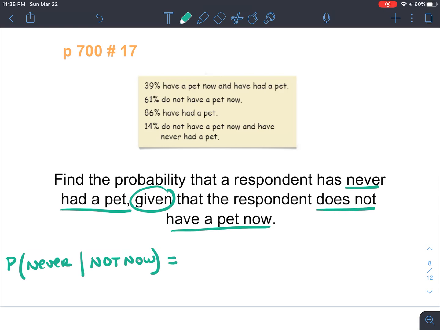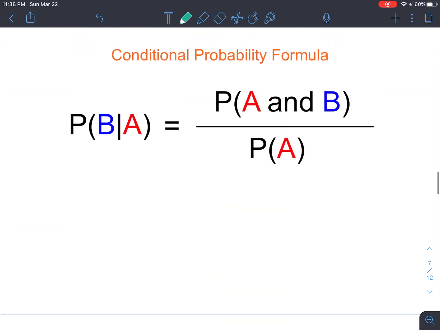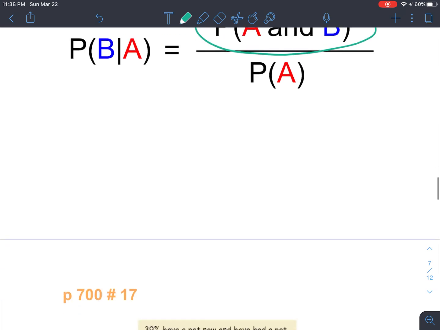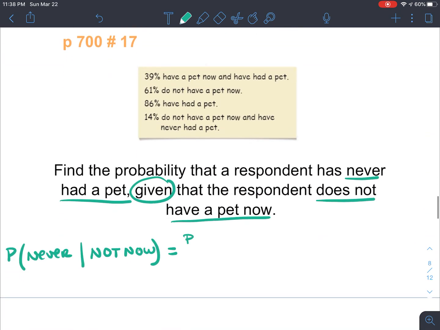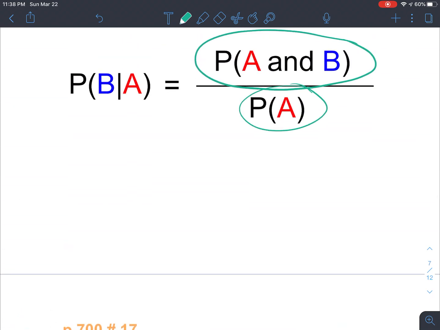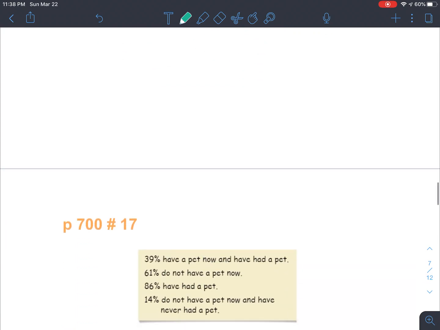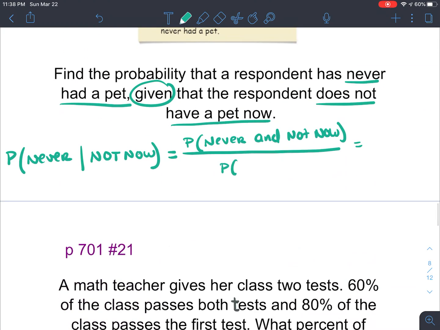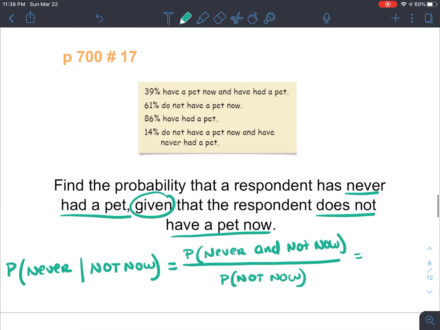Okay, the probability they never had a pet given that they do not have a pet now. So according to the formula, we need the probability of A and B, so the probability that they never had a pet and don't have one now, over the probability of just A, which is the second value. So the probability that they do not have a pet now. Okay, so let's take a look.